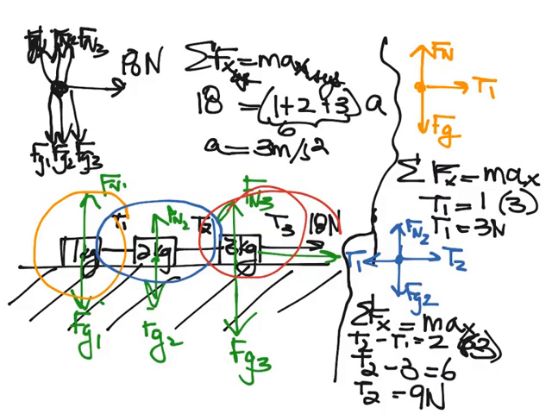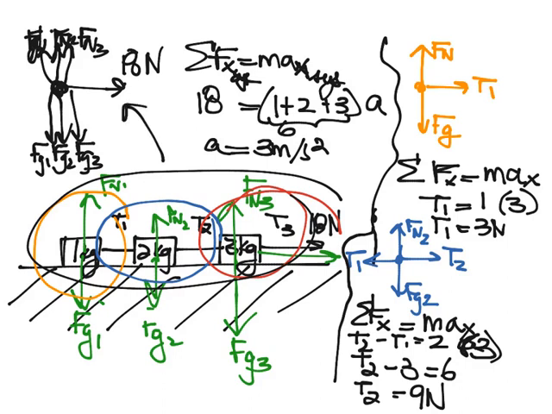Okay, so what we did is, to find acceleration, we used everything together. We drew one god-awful force body diagram. And then to find the internal forces, we looked at one mass at a time. So hopefully this has been helpful. The next thing we're going to do is start talking about pulleys and how to deal with pulleys when you have force body diagrams.